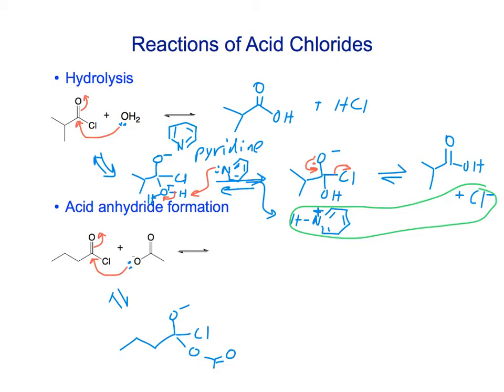Chloride will be the best leaving group. It's better than the carboxylate anion. Why is chloride a better leaving group than carboxylate? What's the main thing that we look at to determine leaving group ability? The basicity, right? So hydrochloric acid is a stronger acid than a carboxylic acid, meaning that chloride is a weaker conjugate base, is a weaker base than carboxylate.